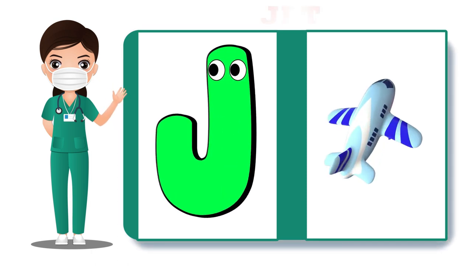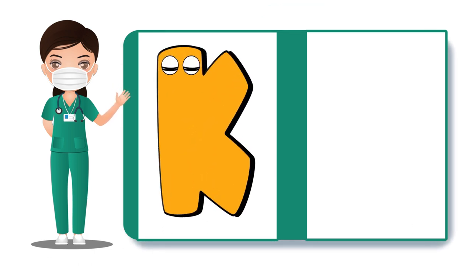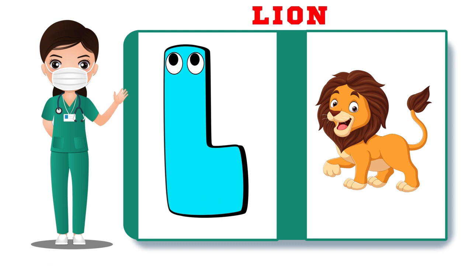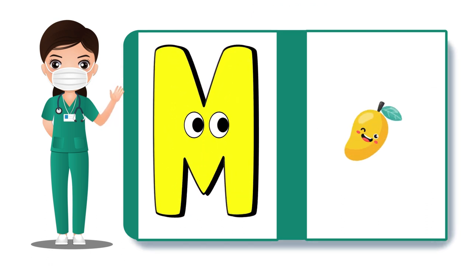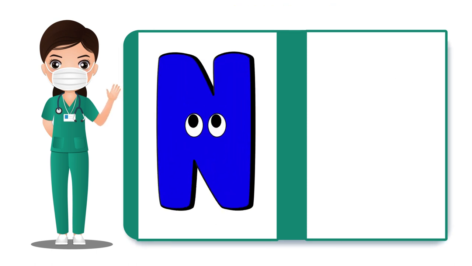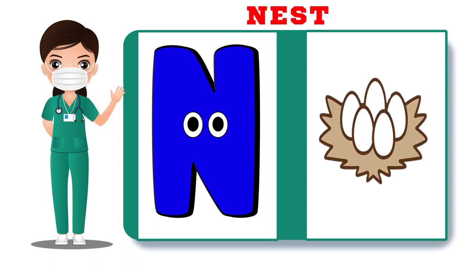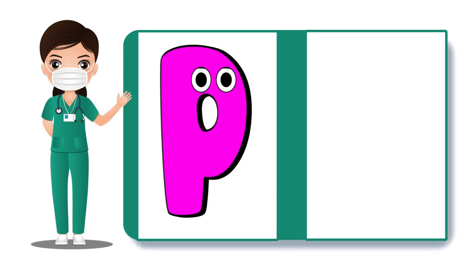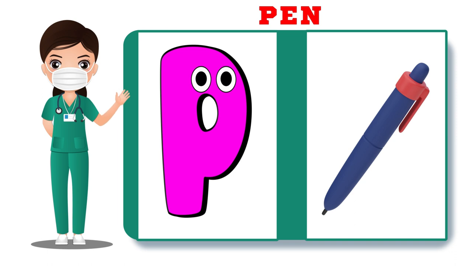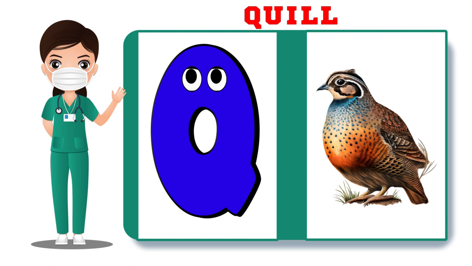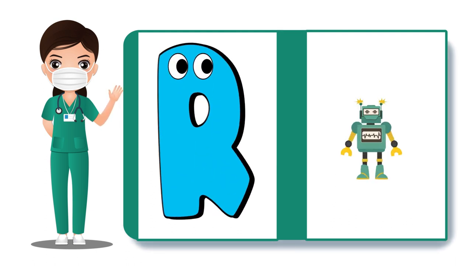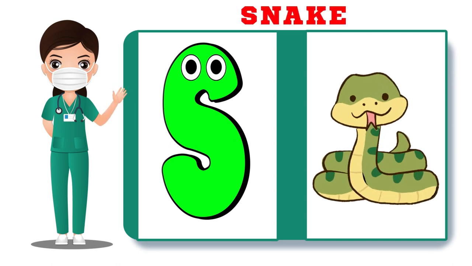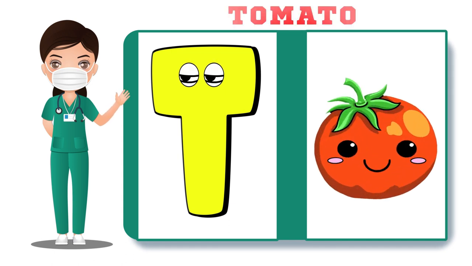J. J for jet. K. K for kangaroo. L. L for lion. M. M for mango. N for nest. O. O for owl. P. P for pen. Q. Q for quail. R. R for robot. S. S for snake. T. T for tomato.